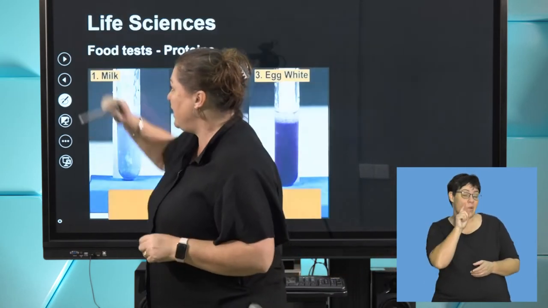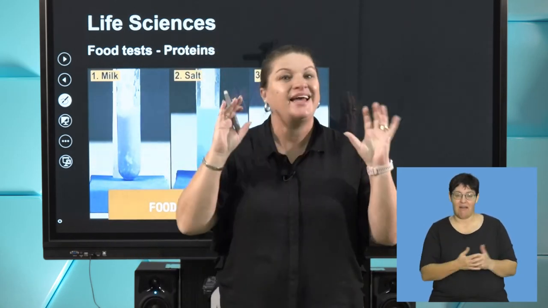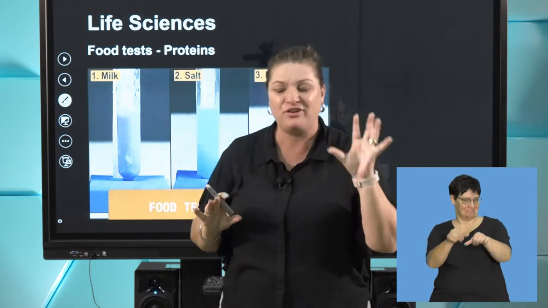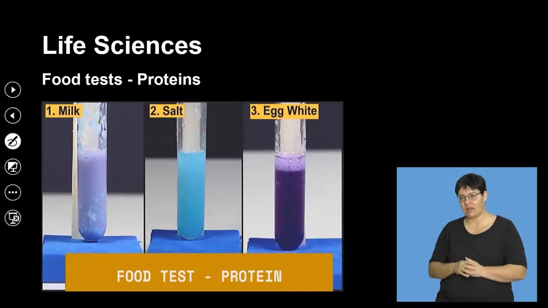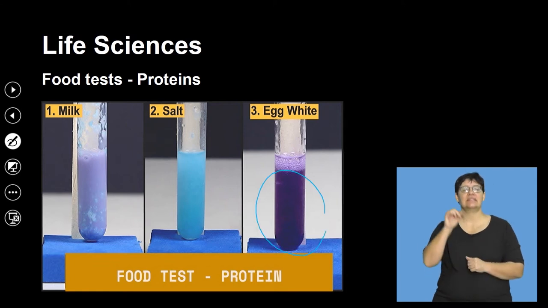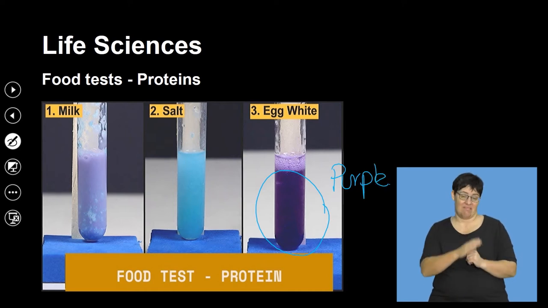Okay, guys, now we have to test for proteins. We have to do our food test. And guess what? The letter P continues. We are going to have a look here. Well, guess what color it is? Yes, it is purple. A positive test is going to be purple.